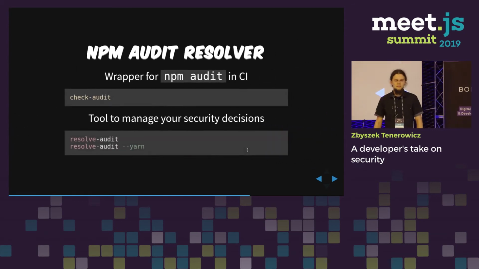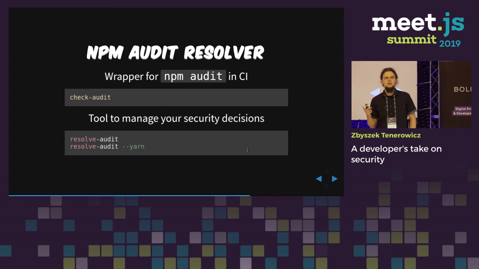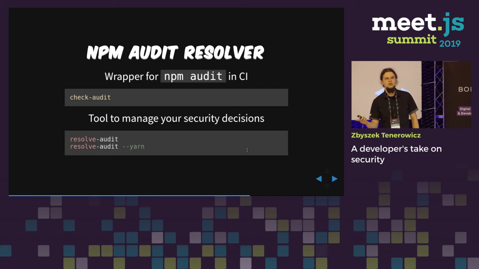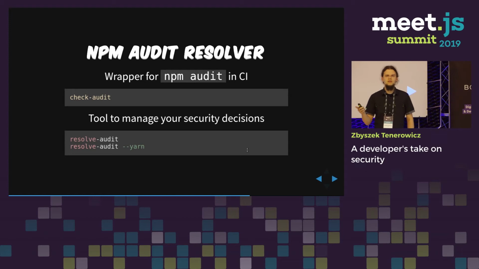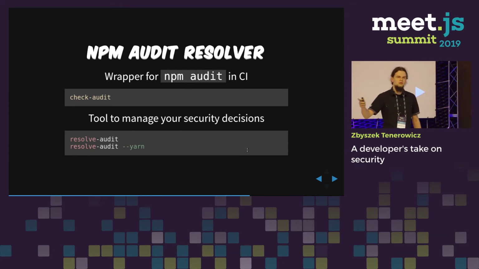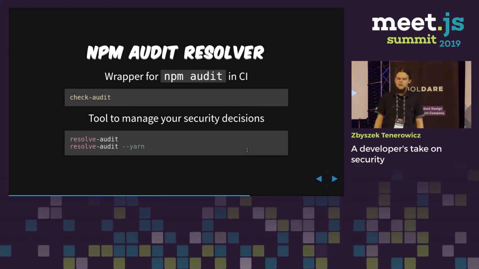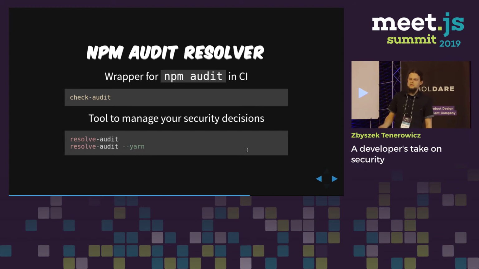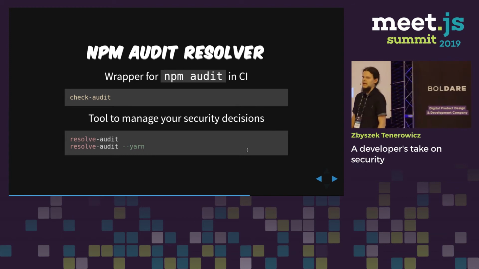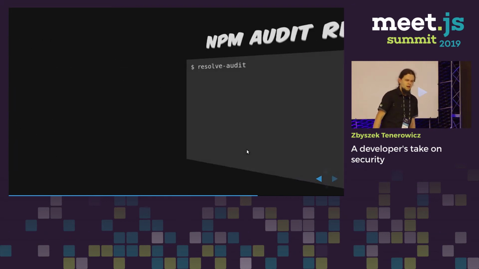npm Audit Resolver is a wrapper around npm audit, which has 2 commands. One is check-audit. It's the one that you're supposed to run in CI. And it's going to do the same thing. It's going to fail your build if there are new vulnerabilities, but it's also going to take your own decisions about what you want to ignore into account. And there's resolve-audit, which is an interactive tool to make those decisions. And yeah, spoiler, it also supports Yarn for like a few days.